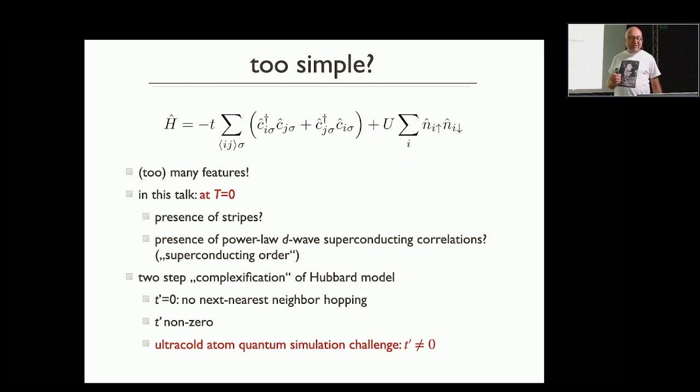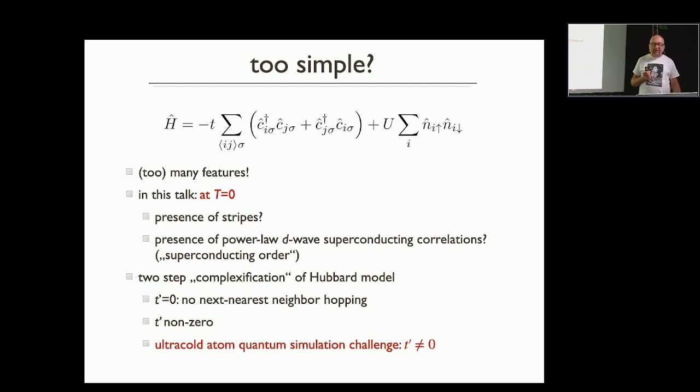And there are so many features in the phase diagram, and many of them are actually explained quite well. So in this talk, I just concentrate on one aspect, namely we look at zero temperature physics, and we look at two questions: the presence of so-called stripes. I will explain that a bit more for those of you who are not into that field, and whether power law, d-wave superconducting correlations are present, which you would then call superconducting order. These are the questions I will ask, and it will be done in two steps.